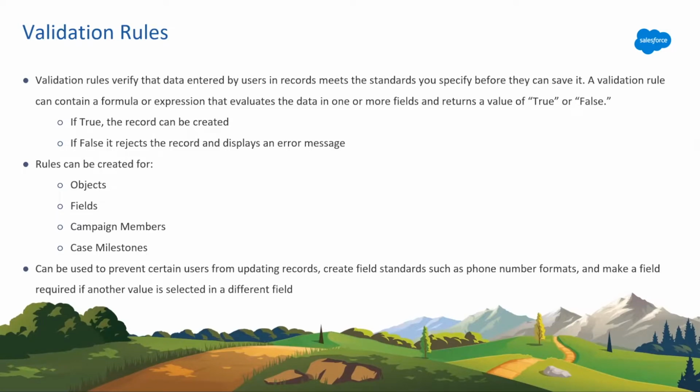You can use it to create field standards like phone number, social security number. You can also make one field required if another value is selected somewhere else. So for example, if an opportunity is marked closed lost, you can make another field, maybe lost reason, required with a validation rule. Lost reason, you wouldn't want that to be filled in unless that closed lost is selected.